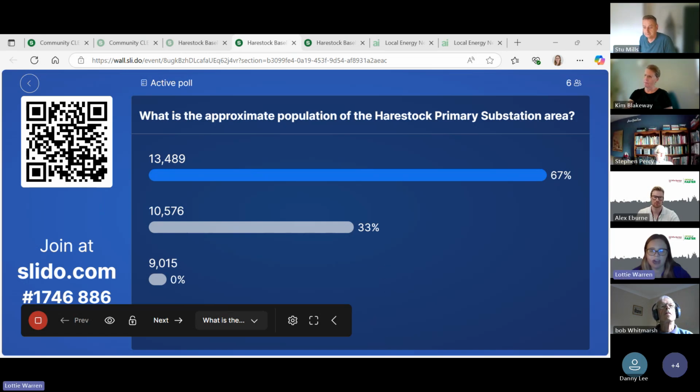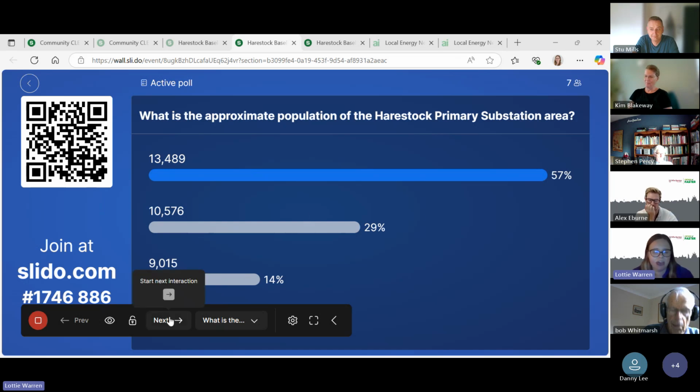Right, so like I say, I've got a mixture for this one. The approximate population: you can see the majority here have gone for 13,000. Interestingly, the correct answer is actually the one that no one voted for, which was 9,015. So maybe a bit smaller than people were originally thinking. Oh, we've got one right answer there. That's great. Right, if I move on to the next question.